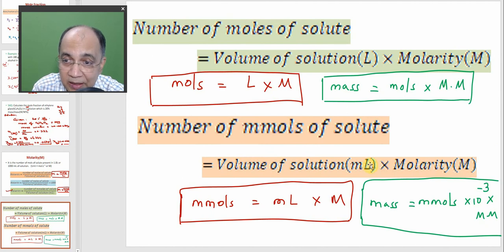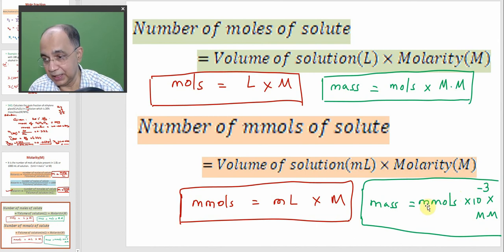But here volume in milliliter, here volume in liter. Here the number of millimoles, here the number of moles. So millimoles is equal to ml into molarity. So mass can be obtained once you get the number of millimoles. You kill milli. I told you to kill milli, you have to multiply by 10 to the power minus 3 or divide by 1000 into the molecular mass. Right? So once you know the number of millimoles, then millimoles is converted to mass by multiplying this data with 10 to the minus 3 to convert it to number of moles. This milli and 10 to the minus 3 they cancel.